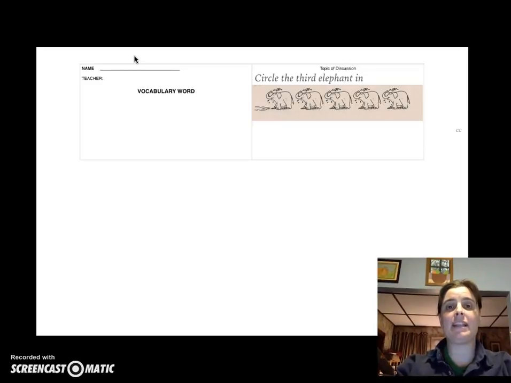Your answer ticket this week looks like this. There's a place for the vocabulary as always, and then on the other side there is a line of elephants in it. Take this time to write your name on your answer ticket. Remember to always write your name because I would love to give you credit. Go ahead, write your name.